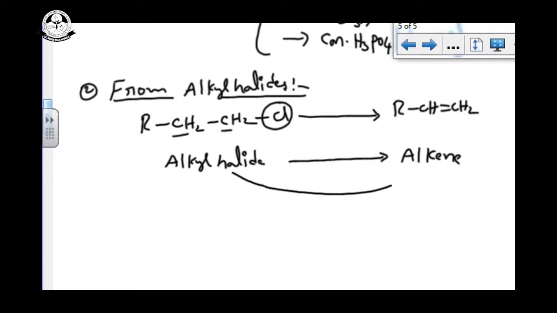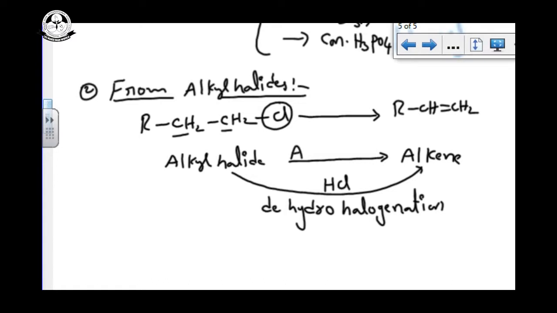Alkyl halides are converted to alkene means we want to remove HCl. So removal of HCl is called dehydrohalogenation. Removal of hydrogen and halogen is called dehydrohalogenation. For dehydrohalogenation, we need one reagent, that is alcoholic KOH, potash. Alcoholic potash can act as a dehydrohalogenating agent.